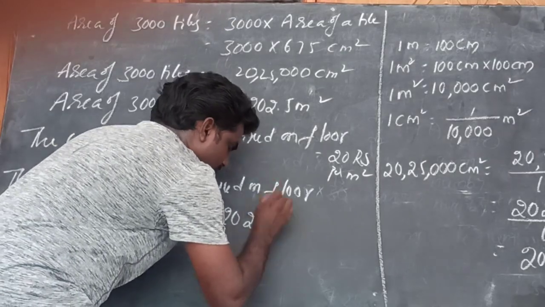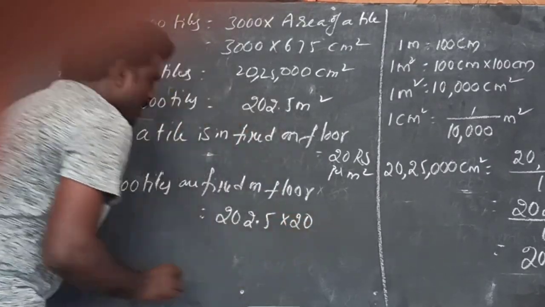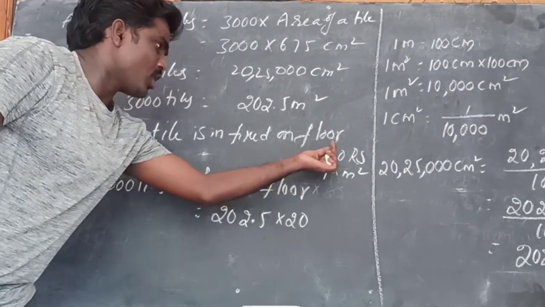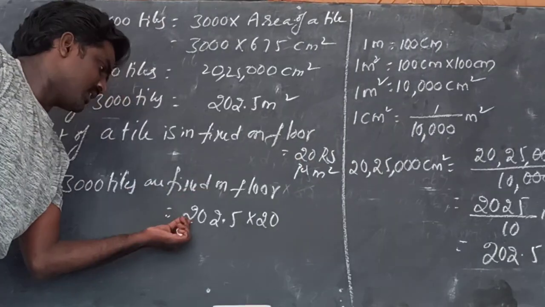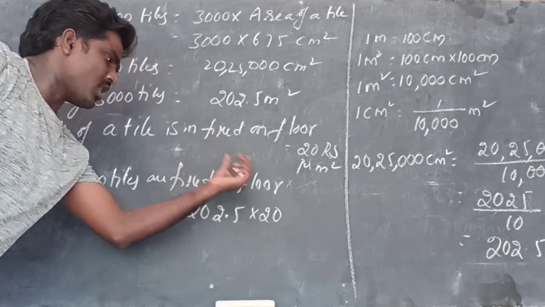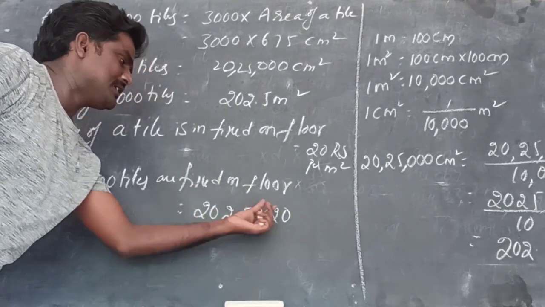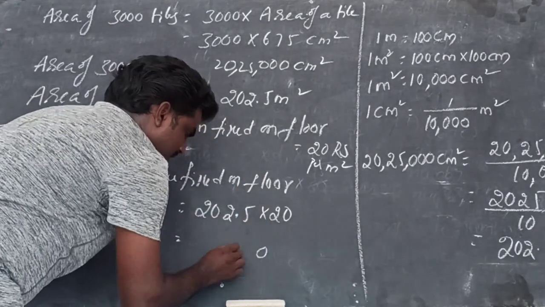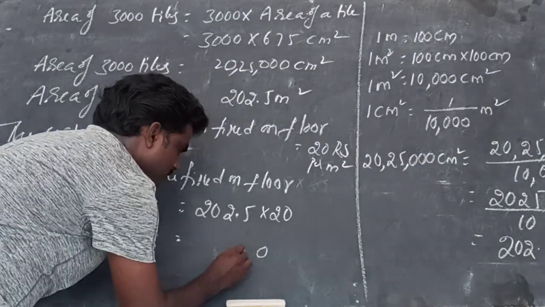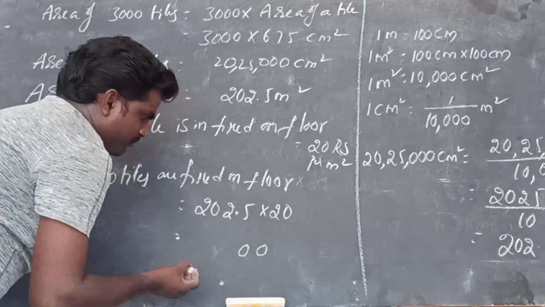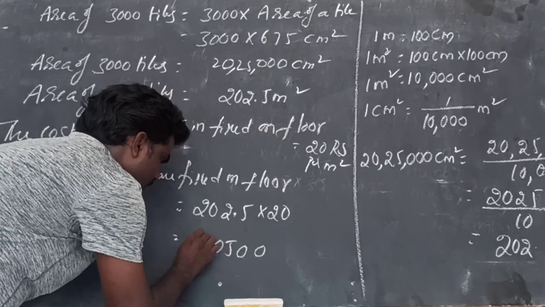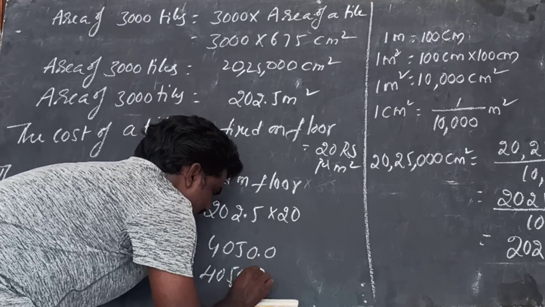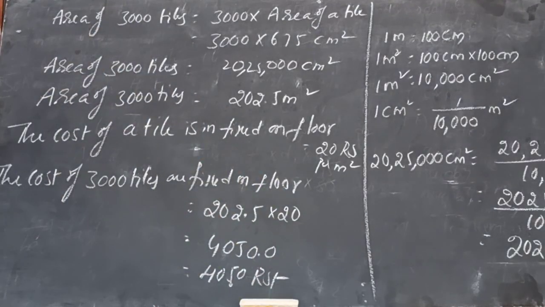202.5 into 20. Okay, how many meter squares are there? 202.5. So for one meter square, how much cost? 20 rupees. So that means the 202.5 meter square cost is 202.5 into 20. So 0, 2 5 are 10, 2 2 are 4 plus 1, 5, 2 0 0 4. So how much? 4,050 rupees. Okay, no?